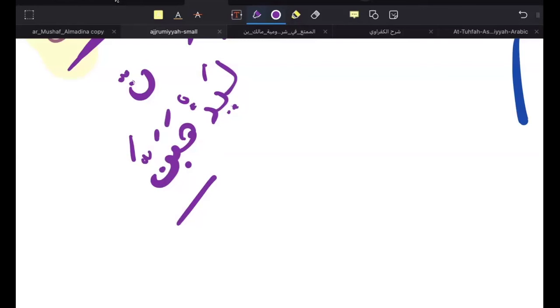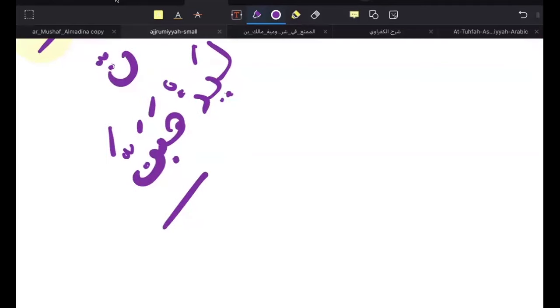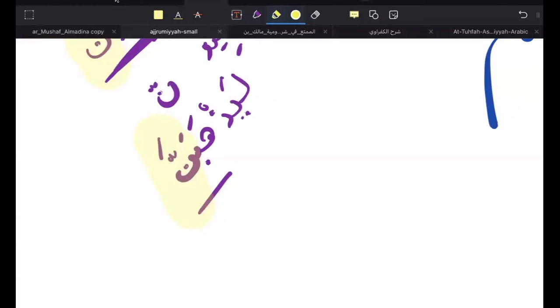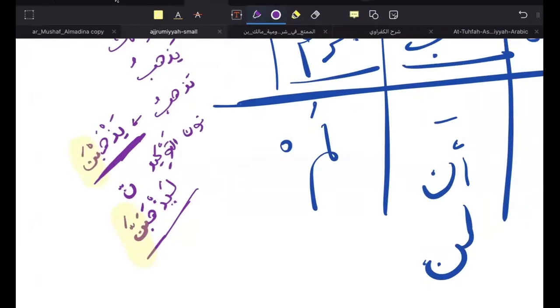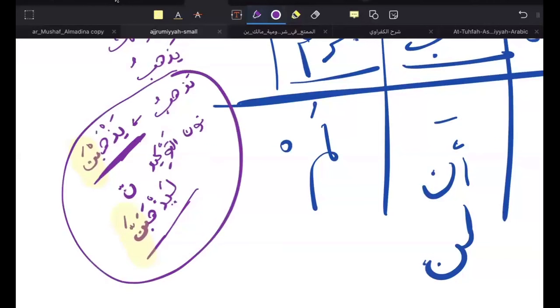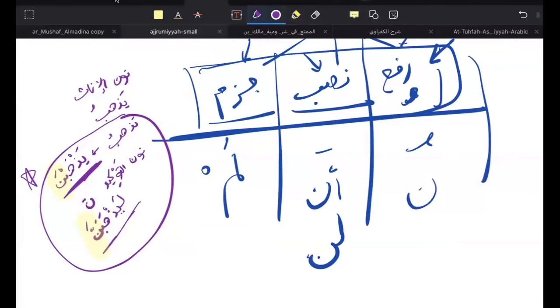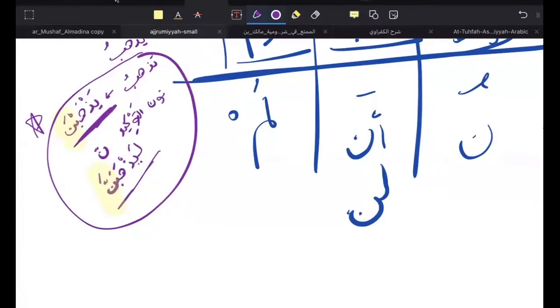We will surely inform you. لا نخبرنك. لا أزيدنكم. When you have this noon of توكيد, then this present tense verb will be مبني. So this thing you have to know. Okay, this is a side note, an important side note you have to know. So when we say مضارع is معرب, it is except for these two cases: when it is connected with نون الإناث or when it is connected with نون التوكيد.